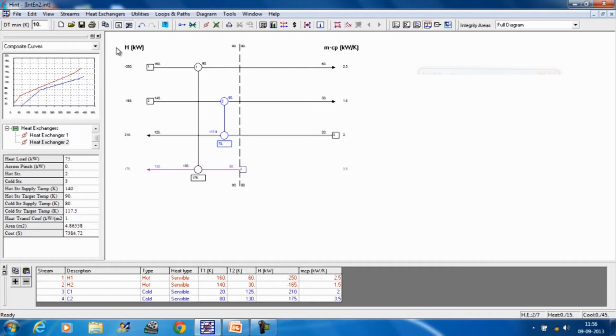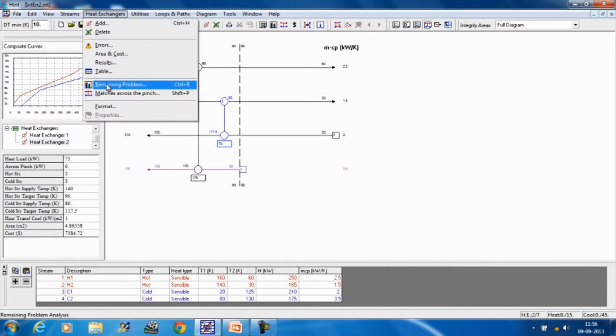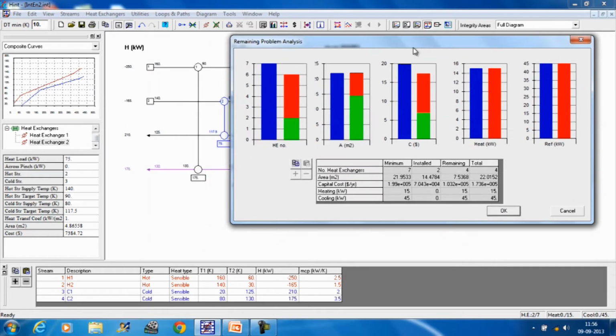Now, after I have put the second heat exchanger, again I will go to the heat exchanger menu, go to the remaining problem, and this dialog box opens. Here the area target remains the same, but 2 heat exchangers are installed and the total area consumed by these 2 heat exchangers is 14.4784, and the area of the remaining 4 heat exchangers is 7.5368, and the total is 22.0152. So, the total has not increased, it remains almost the same as before. So, we can accept this heat exchanger.